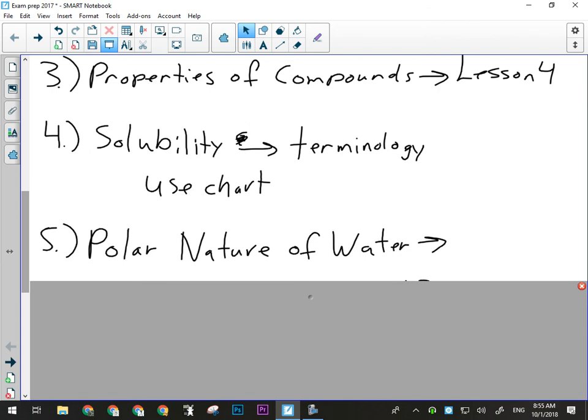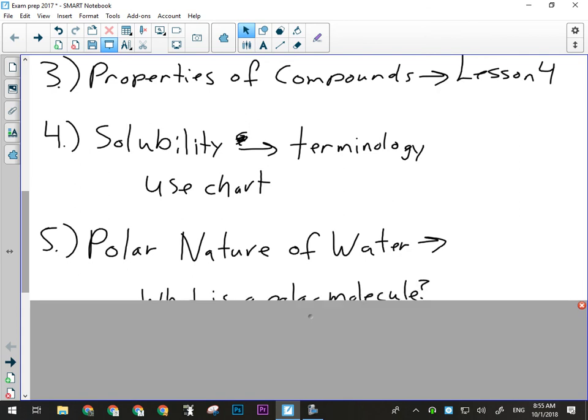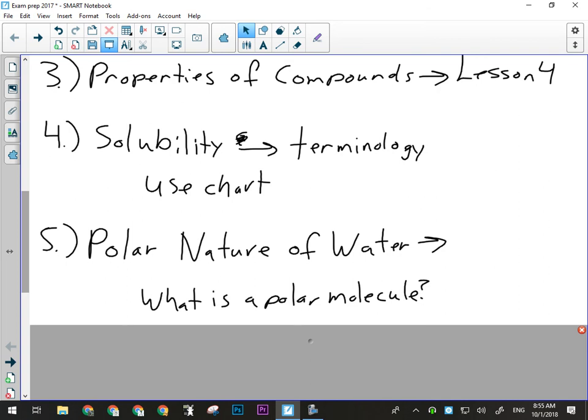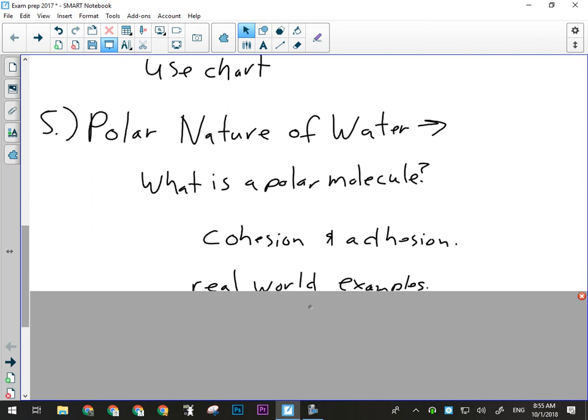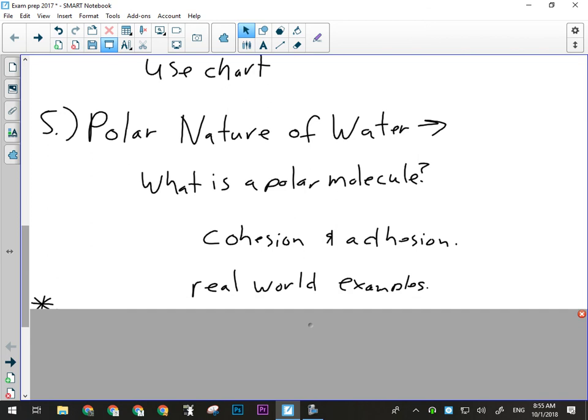So there will be a written response question about the polar nature of water, where I'm going to expect you can write down an explanation of what that is. So what's a polar molecule? Cohesion and adhesion, real world examples.